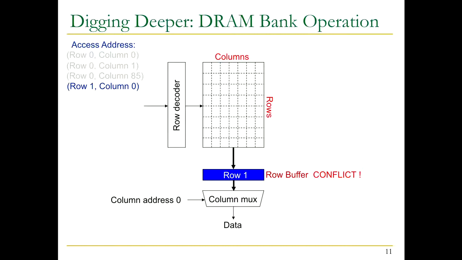It wants column 0. Basically, now you know how it works, right? You get the data muxed out or multiplexed out of the buffer. So you've just seen that this row buffer conflict access is much, much more expensive than the row buffer hit access. It's actually 3x. In some DRAM, it could be 4x. Make sense? Is that clear at some level? Okay, excellent. So you've just seen that basically the conflict access is much, much more expensive.